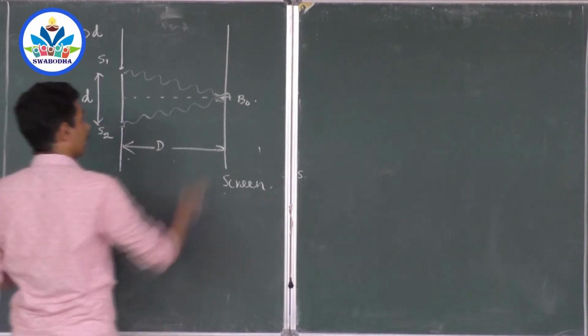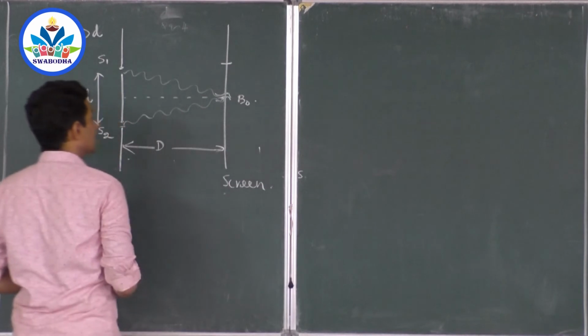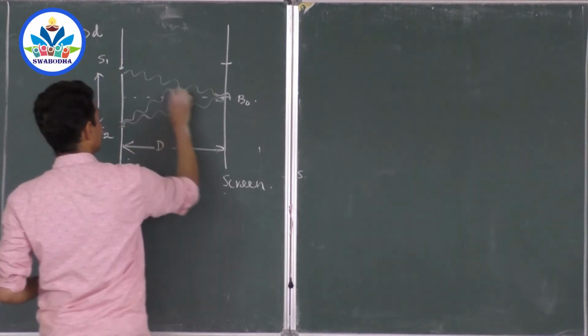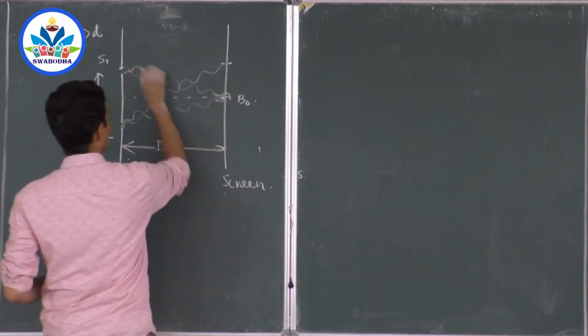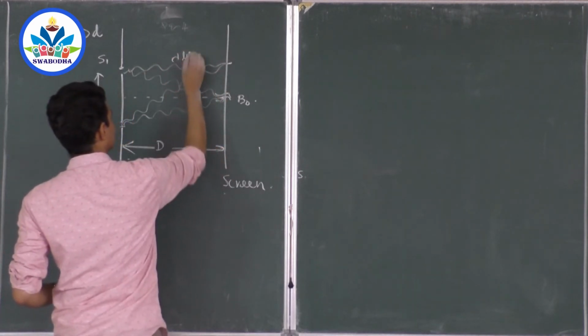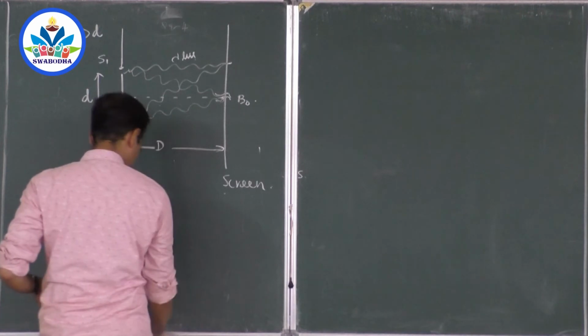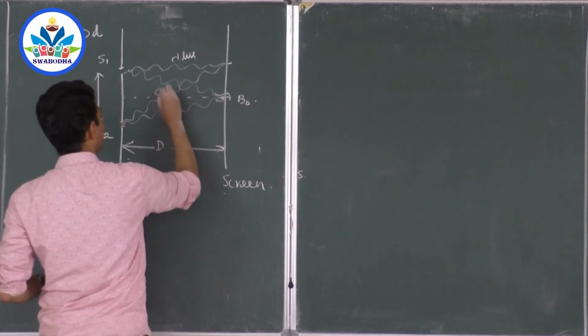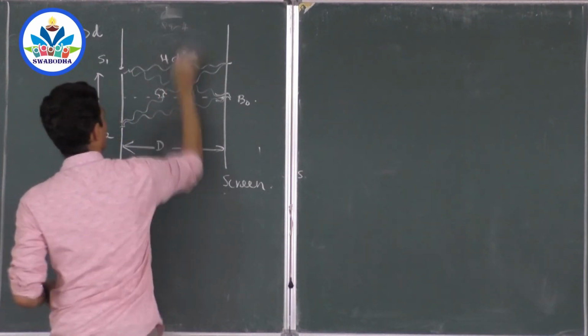Now let us take a point on the screen here, such that this wave travels a little bit more and this wave travels a little bit less. How much less? Lambda less. Say this one is 5 lambda, and this one is 4 lambda, 1 lambda less.